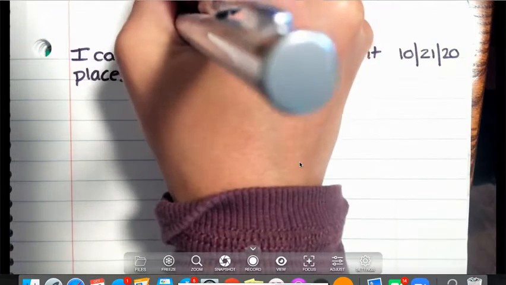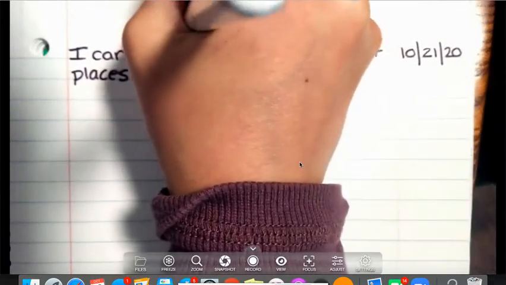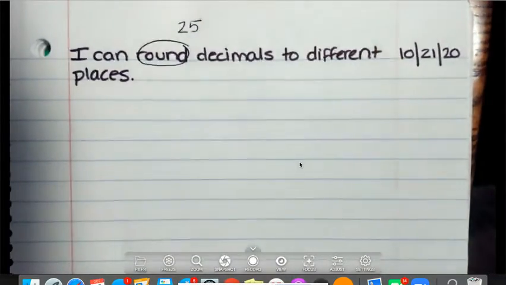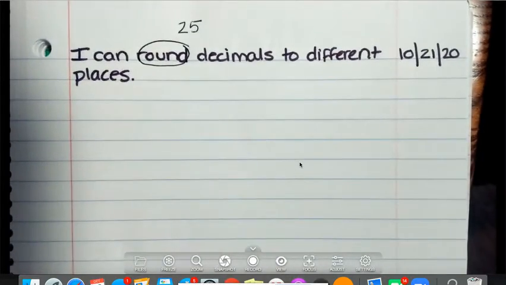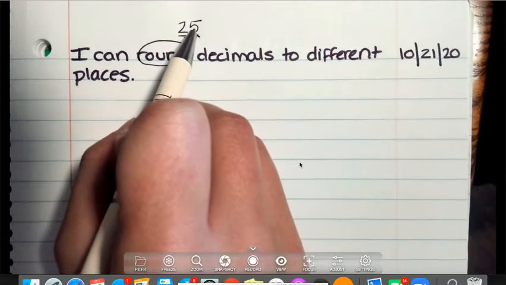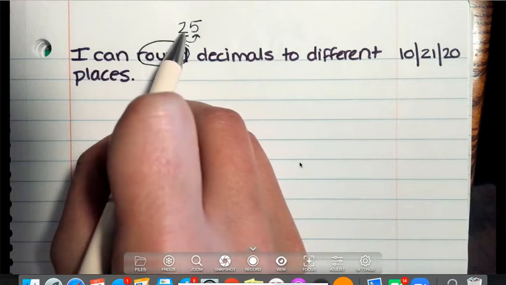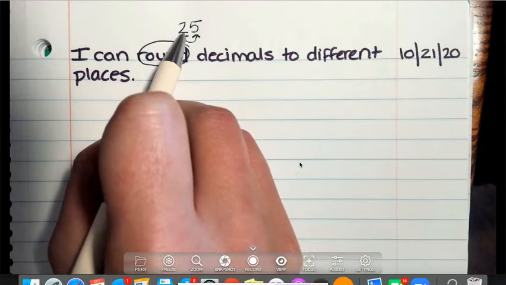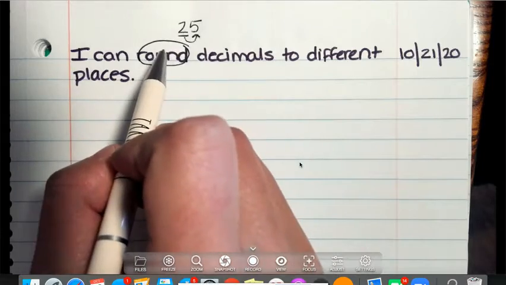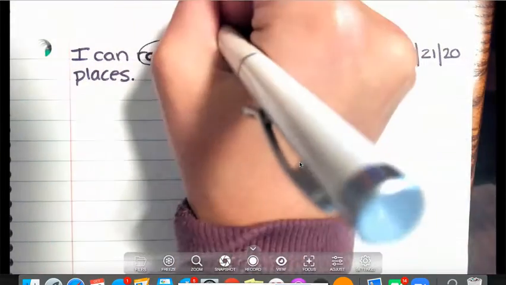If I was going to round 25 to the nearest 10, I would look at my 10, look next door, and the 5 tells me to round up. So I would be rounding 25 up to the next nearest 10, which would be 30.